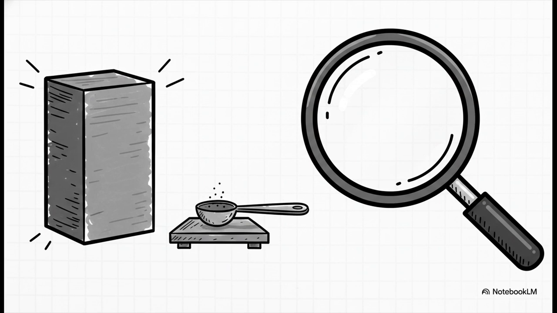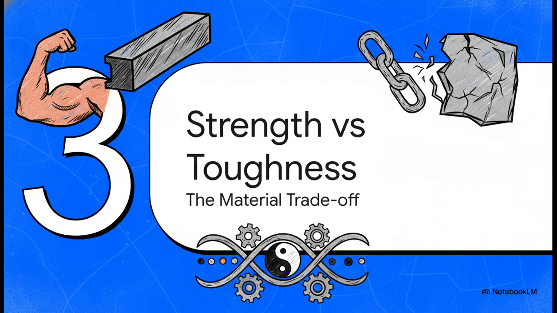Precision is everything. In industrial plant engineering, most of the carbon steel we use contains less than 0.4% carbon. Now, that sounds like a tiny, almost insignificant amount, right? But as you'll see in a moment, adding too much carbon fundamentally changes the metal's entire personality. It is a super delicate balancing act. Which brings us to strength versus toughness.